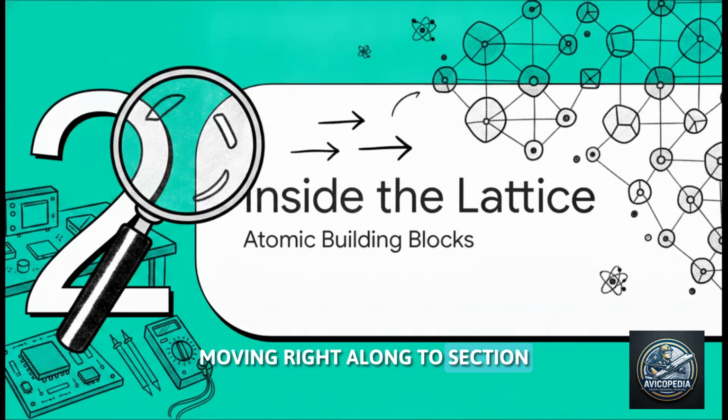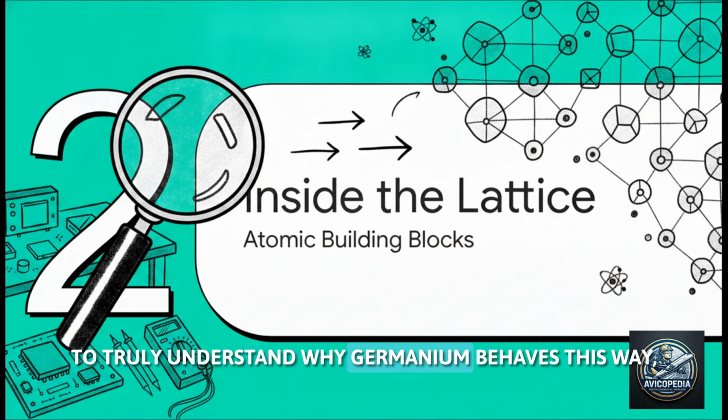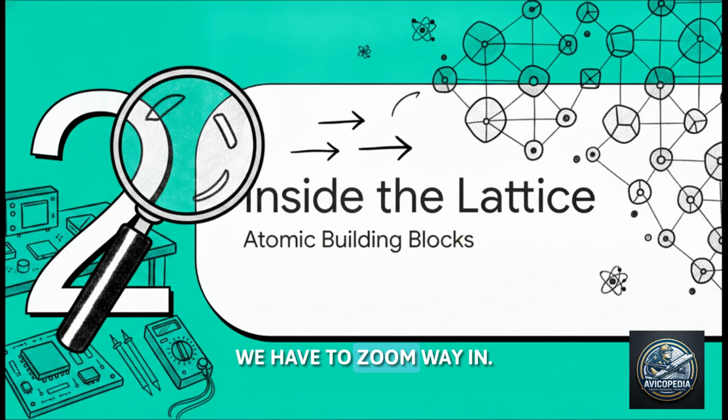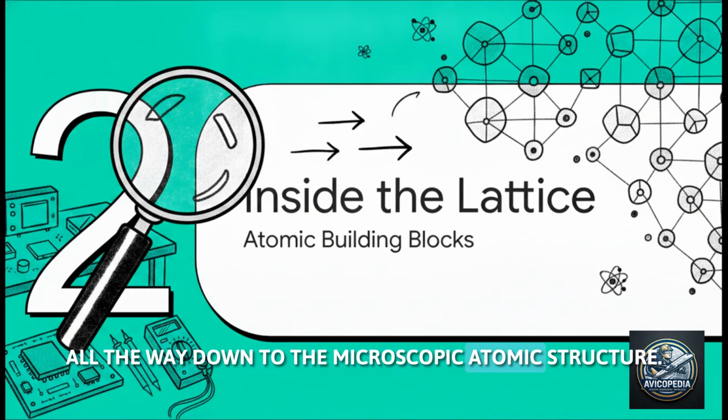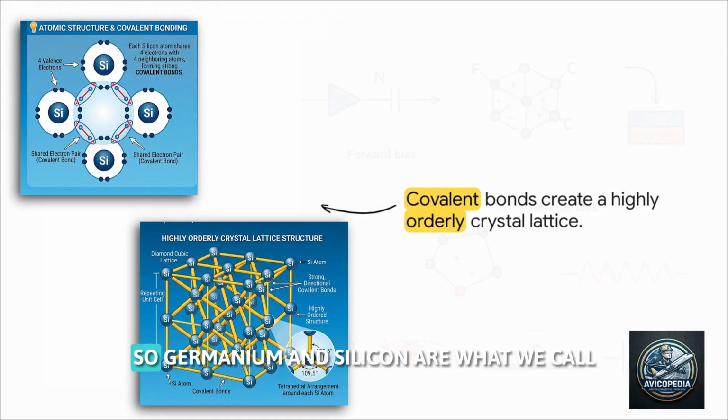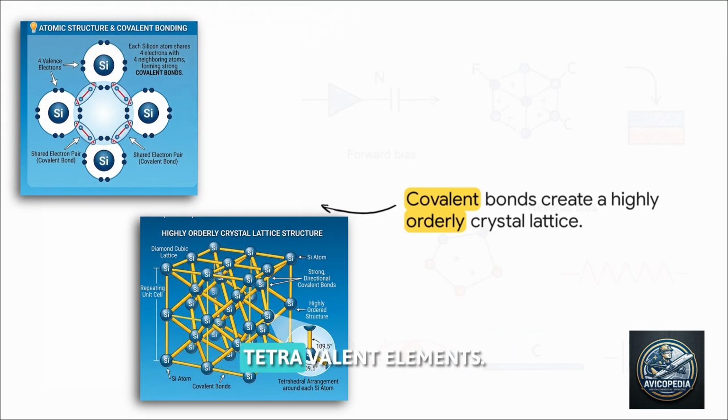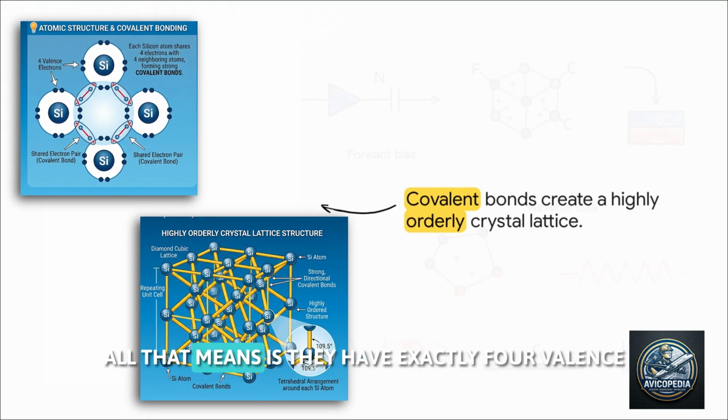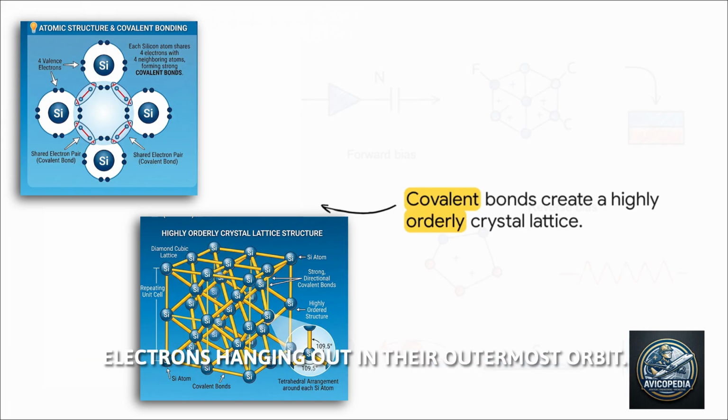Moving right along to Section 2. Inside the crystal lattice, the atomic building blocks. To truly understand why germanium behaves this way, we have to zoom way in. We're going from the macro properties you could measure on a workbench all the way down to the microscopic atomic structure. So, germanium and silicon are what we call tetravalent elements. All that means is they have exactly 4 valence electrons hanging out in their outermost orbit.